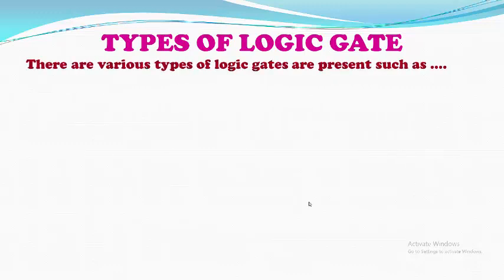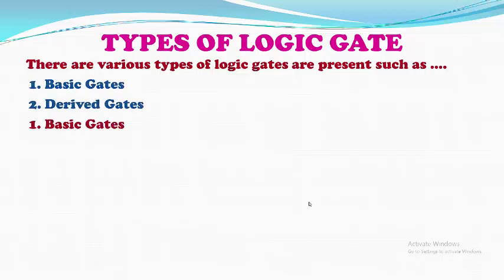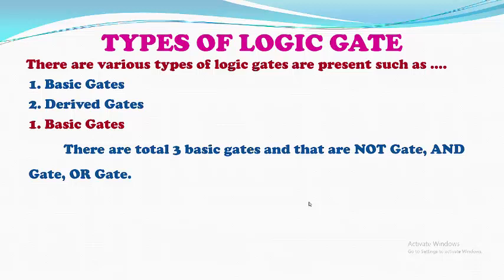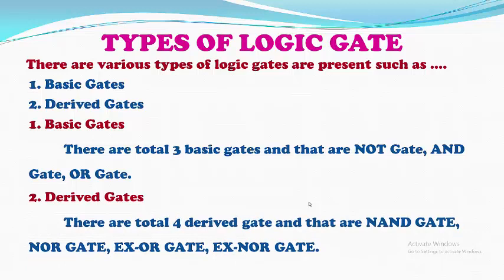Now we will see the different types of logic gates. There are two types of logic gates present, that are basic gates and derived gates. Now we will see first basic gates. There are total 3 basic gates, and that are NOT gate, AND gate, OR gate. Second is derived gate. There are total 4 derived gates, that are NAND gate, NOR gate, XOR gate, XNOR gate.